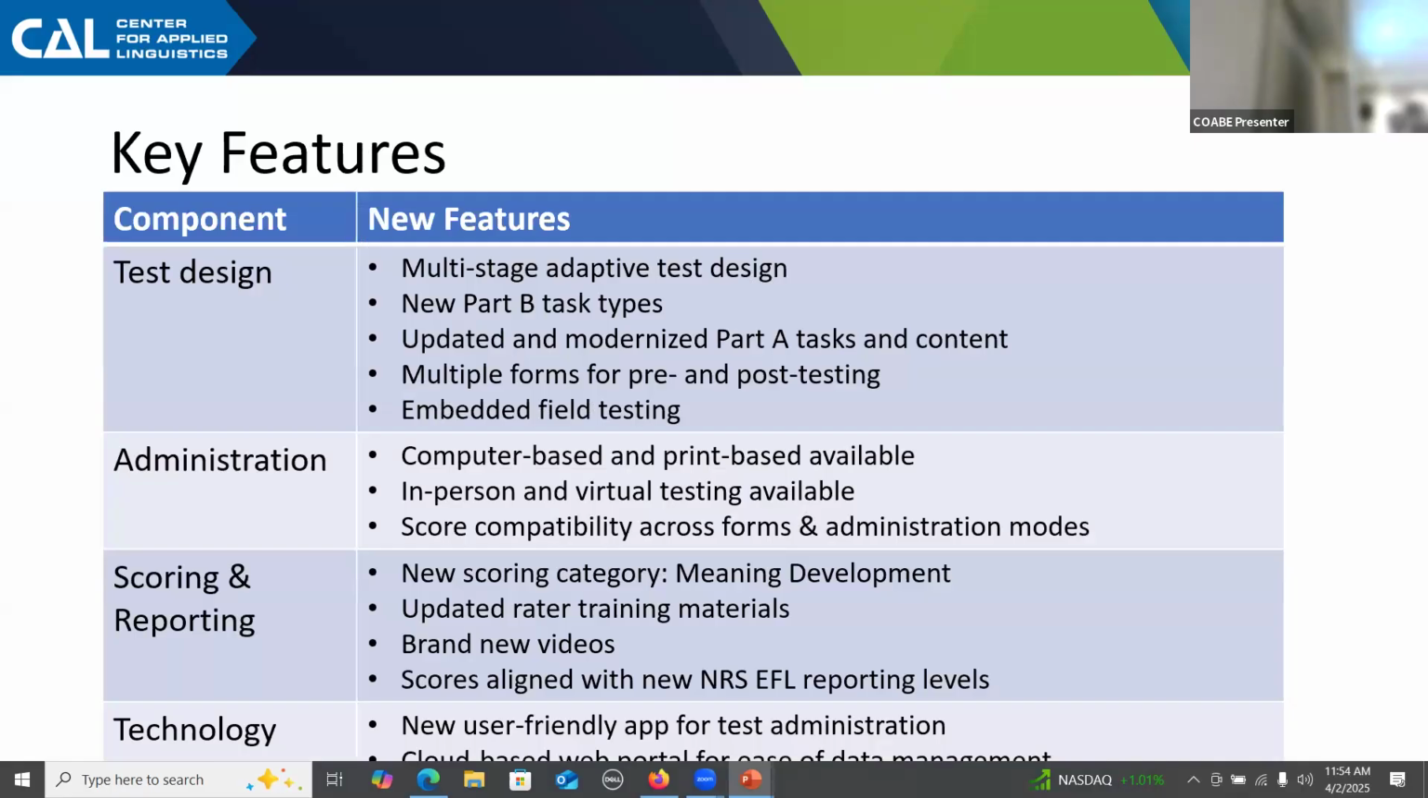Okay. Key features. There are some key features to Best Plus 3.0 that were not there before. The test design, we talked about that. The new Part B task types, which were not in the previous version. Updated and modernized Part A tasks and content, so all of the test items have been developed fresh. Multiple forms for pre and post testing. There are 2 forms available currently, and there will always be 2 forms available, just that we will rotate the current ones out, and we will introduce new ones after a period of time.